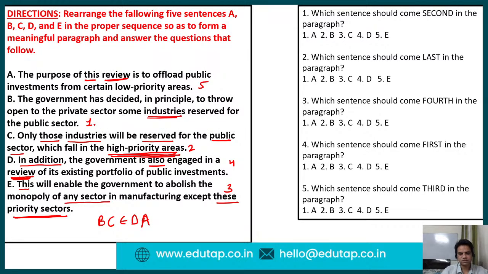Now look at the questions on the right. Now you will see which should be the second sentence. It should be C, right? So this is my answer. Which should be the last? A. So this is my answer. Which should be the fourth? That should be D. That's my answer. First should be B. That's my answer. And third should be E.